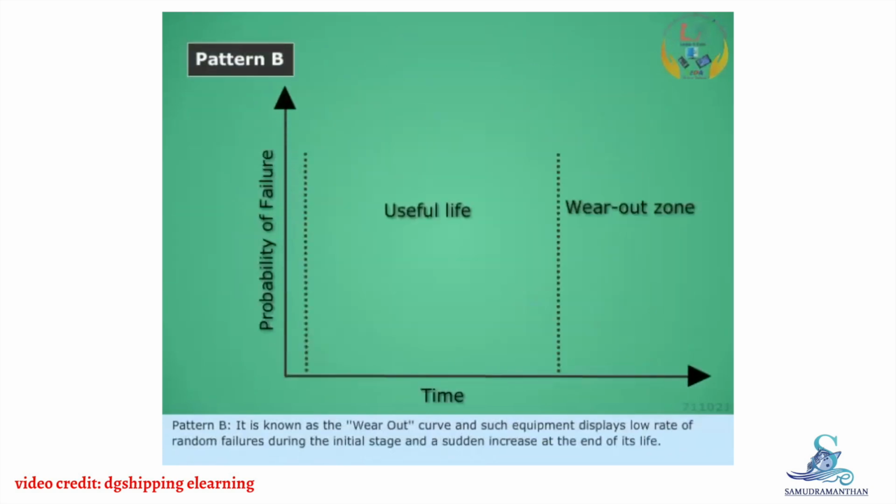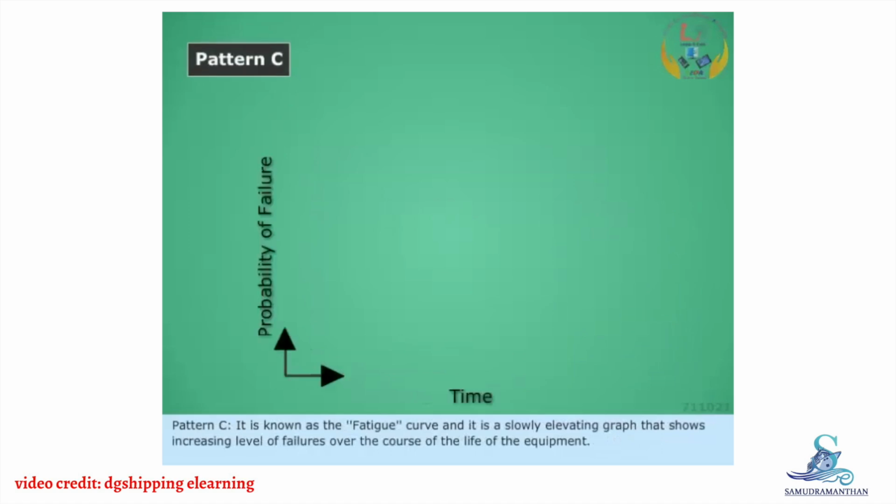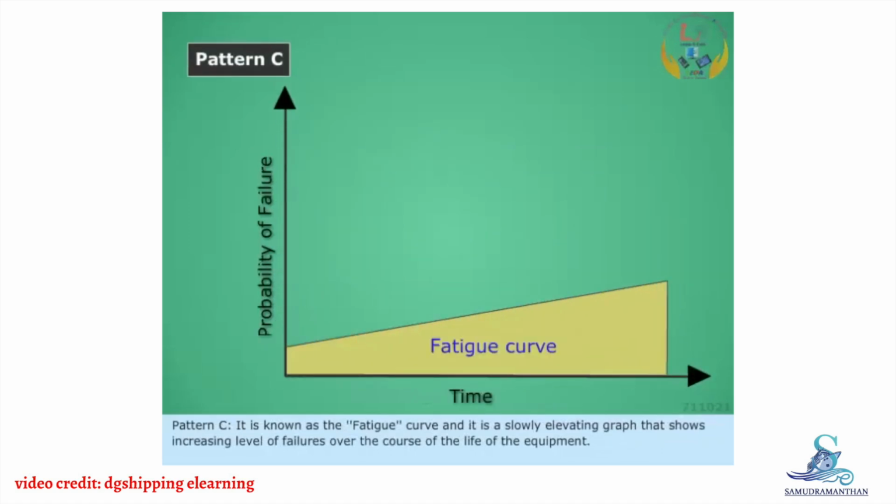Pattern B. It is known as the wear out curve, and such equipment displays a low rate of random failures during the initial stage and a sudden increase at the end of its life. Pattern C. It is known as the fatigue curve, and it is a slowly elevating graph that shows an increasing level of failures over the course of the life of the equipment.